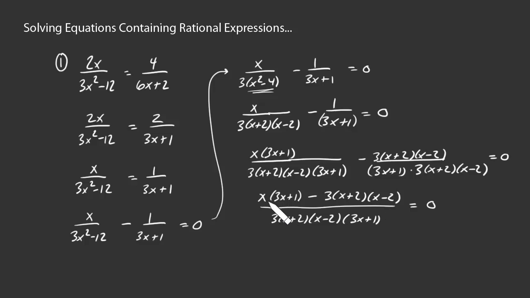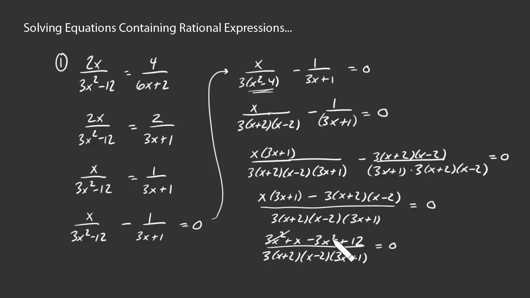Okay. The top, of course, can be cleaned up quite a bit. We can distribute this x. We can distribute that 3 to this product. Let's see, that's going to give us 3x squared plus x. Here we have 3 distributed to this product. This product, of course, being a difference of squares, is x squared minus 4. So it's going to be minus 3x squared plus 3 times the 4, which is 12. All of that over that common denominator still, equals 0. Look what happens here.